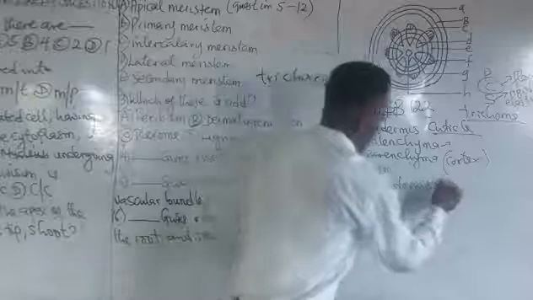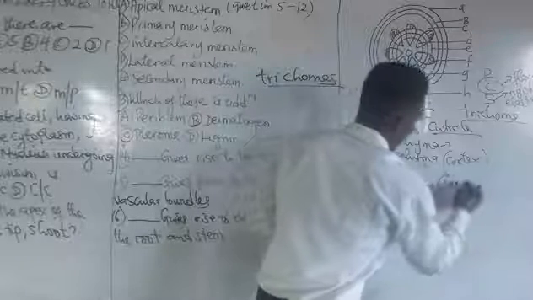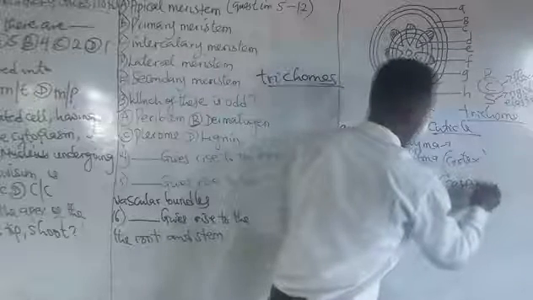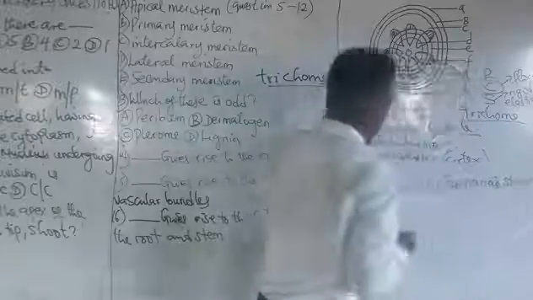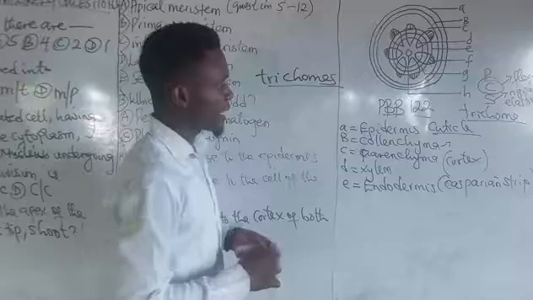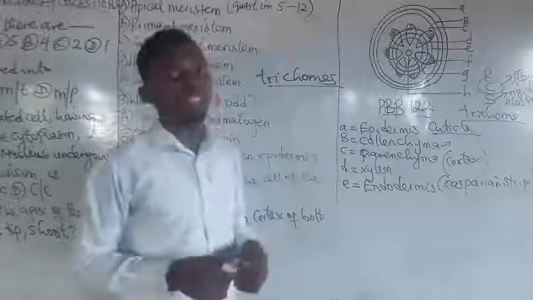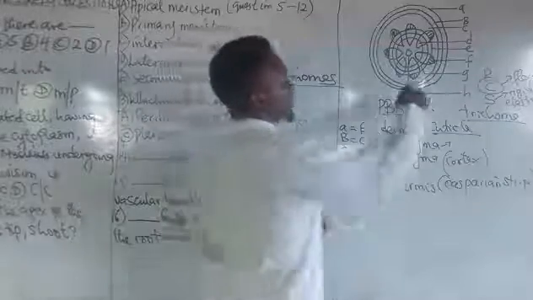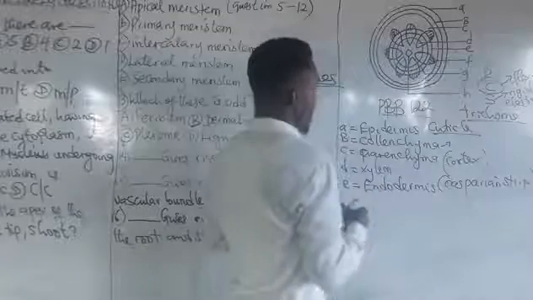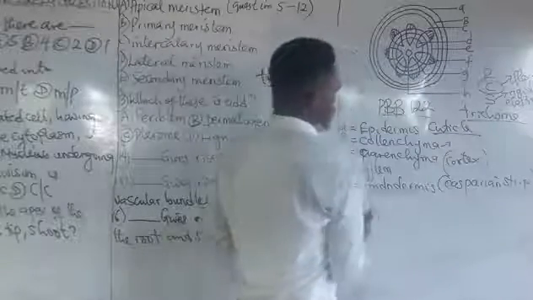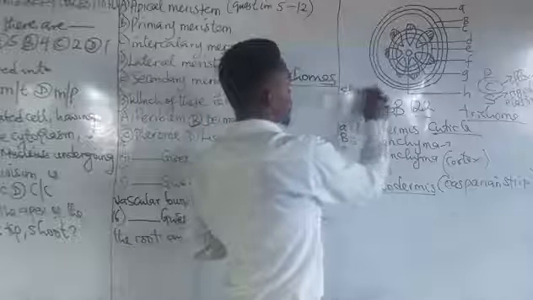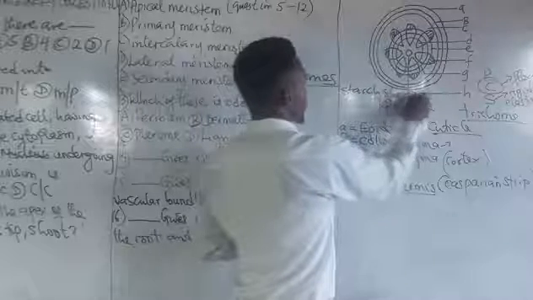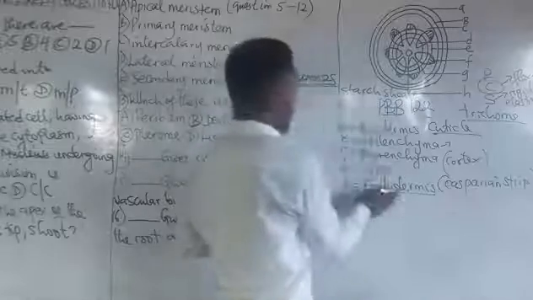They'll ask you, the Casparian strip is found in the part labeled dash. The Casparian strip is found in the part labeled dash, and that is what? The endodermis. And it is the endodermis that also gives the leaves what is called the starch sheath. Alright, so that is why it is called the endodermis.